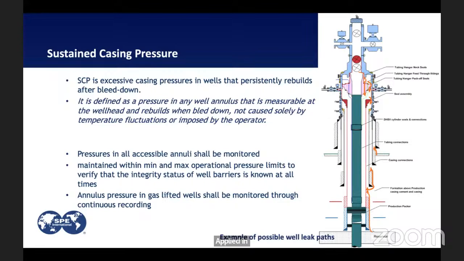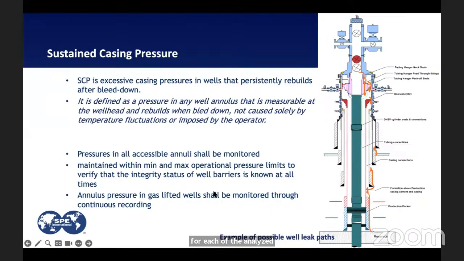So what are the guiding instructions for the well integrity engineer? That all accessible annuli should be monitored. A pressure gauge should be installed in all annuli to monitor this pressure. And this pressure has to be maintained within the operating limits, within the maximum and minimum operating limits, which is prescribed for each of the annuli.